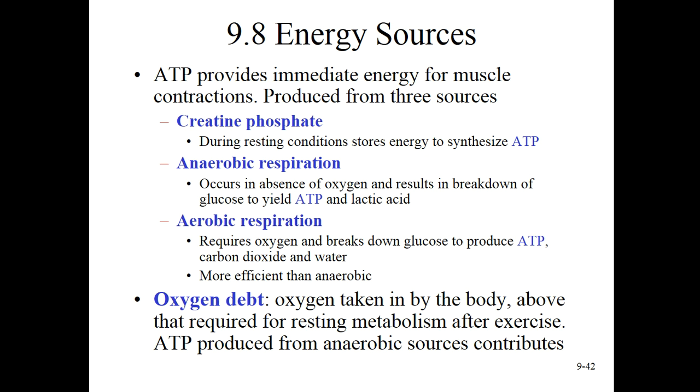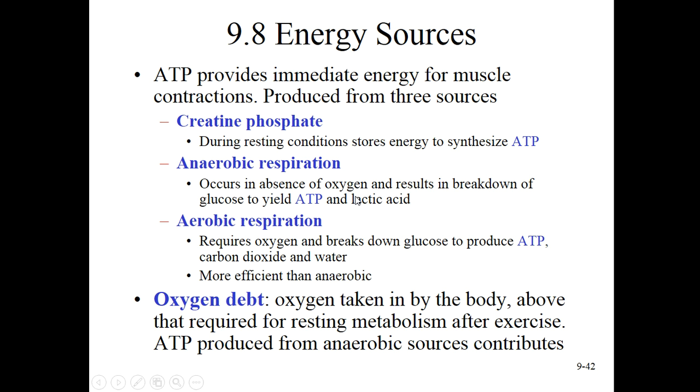There are times where we're working so hard that we can't keep up. Even if we're breathing heavily and even if our heart rate is up, we simply can't provide enough oxygen. And then our muscles begin to go into what we call anaerobic respiration. Anaerobic meaning without oxygen. This occurs in the absence of oxygen.